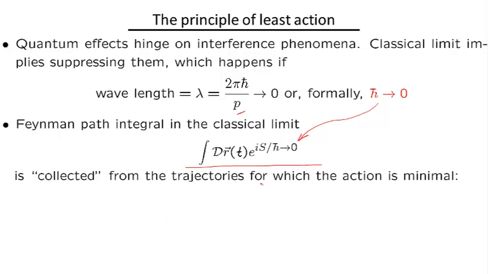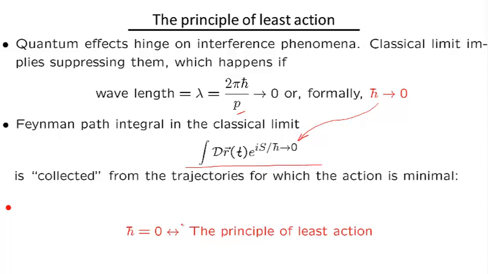And in full analogy with the previous slide, with the saddle point approximation, we can say that as h becomes smaller and smaller, we can only focus on the trajectories in the vicinity of the trajectory for which the action is minimal. So basically the limit of h going to 0 therefore reproduces the principle of least action, which is another cornerstone of classical physics.